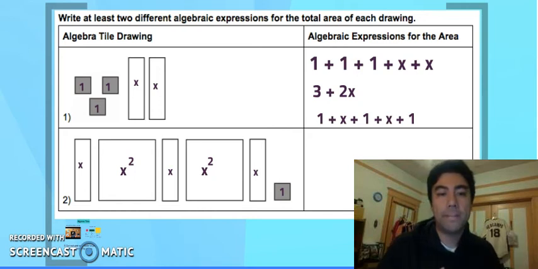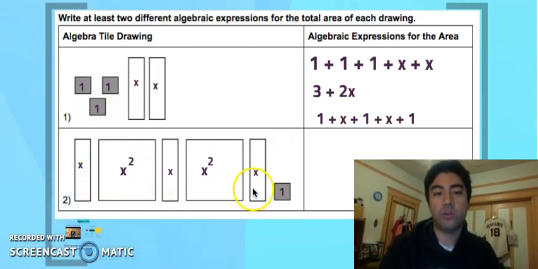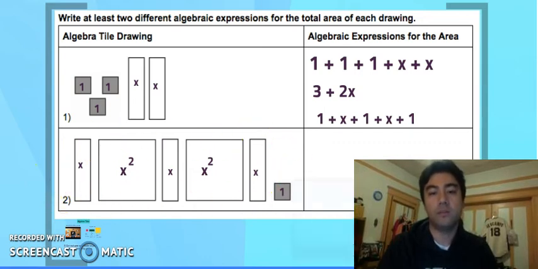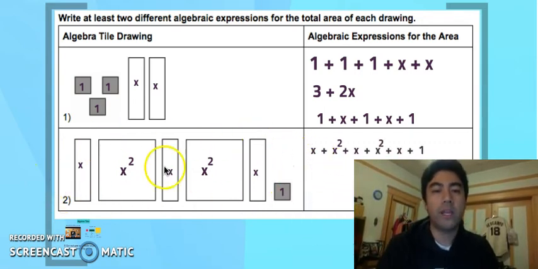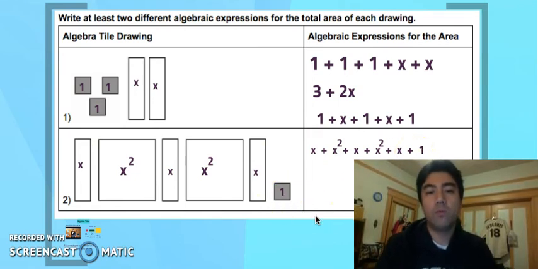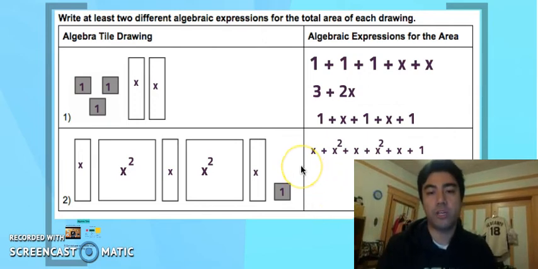Now, let's put this together to show the total area of this thing, okay? So one way to write it is just to go in order and say this is x plus x squared plus x squared plus x plus 1. Okay, that's one way to write it. Well, what if we made it a little simpler? What if we simplified this expression?